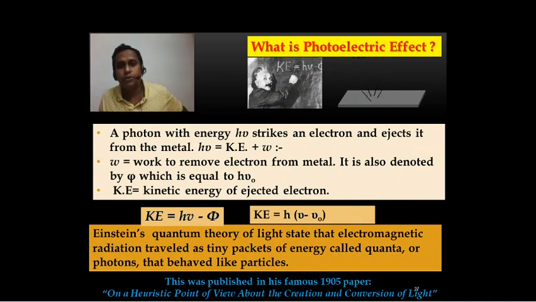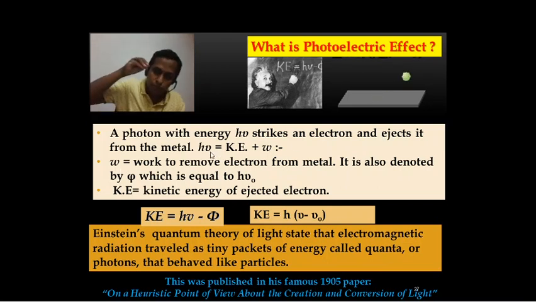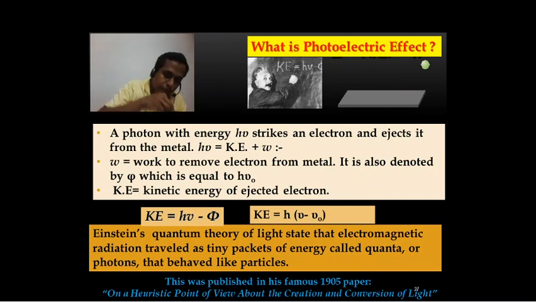Now we are moving to Einstein's photoelectric equation. See, light falls on the metal surface. There is an ejection of electrons from the metal surface. A photon with an energy h nu strikes an electron and ejects it from the metal. Okay, so light of energy h nu falls on the metal surface and electrons are ejected.